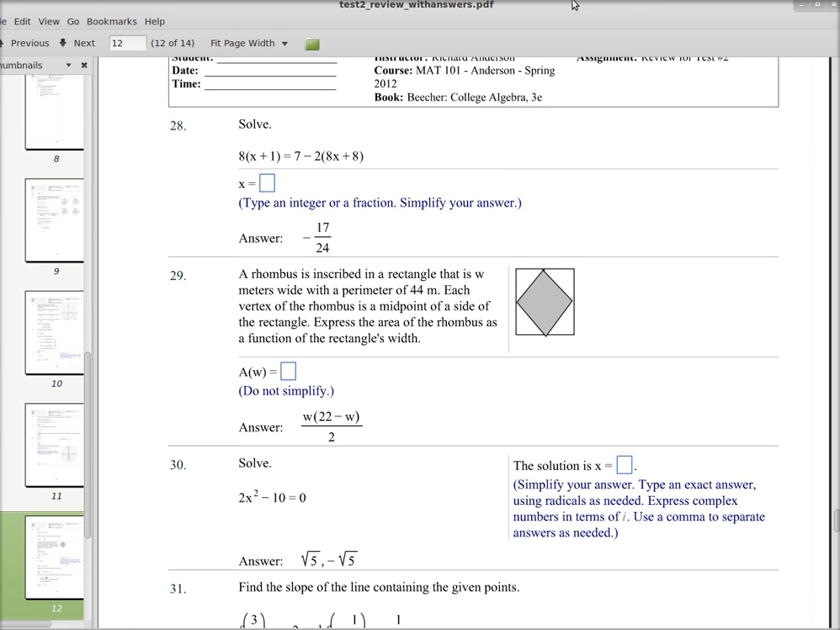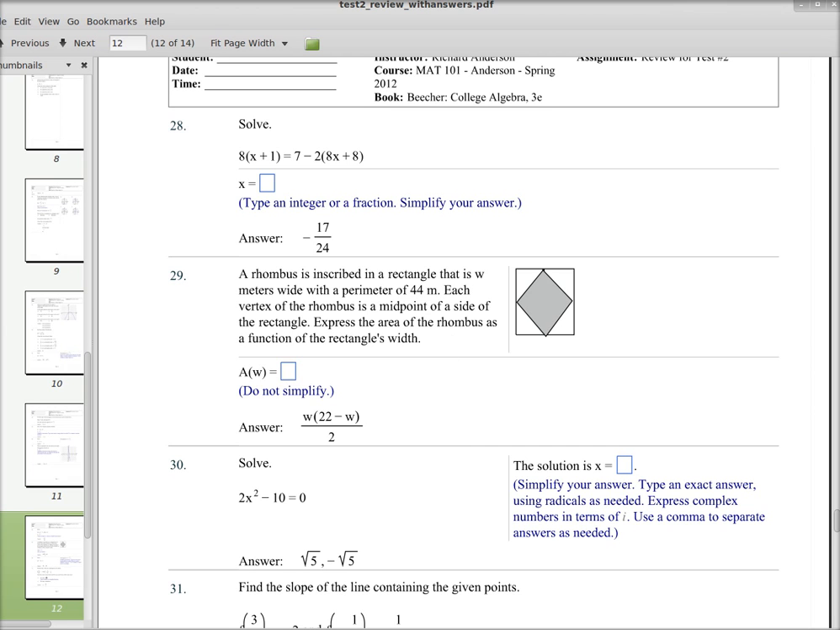Okay, this screencast is in response to the problem that reads: a rhombus is inscribed inside a rectangle, W meters wide, with a perimeter of 44, or whatever your problem says. Each vertex of the rhombus is a midpoint of a side of the rectangle. Express the area of the rhombus as a function of the rectangle's width.